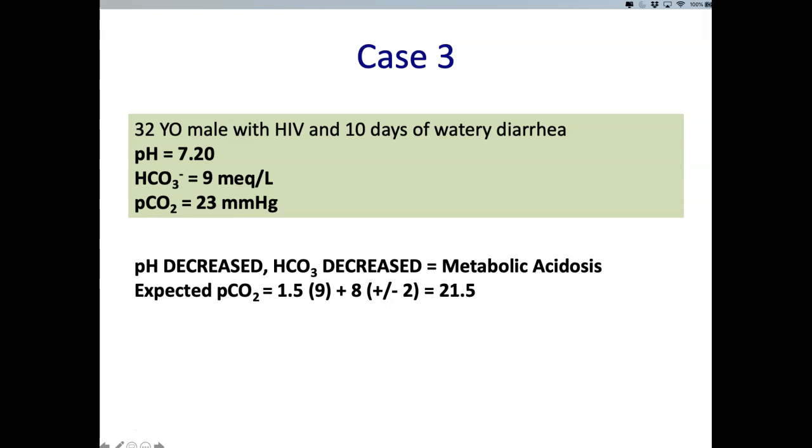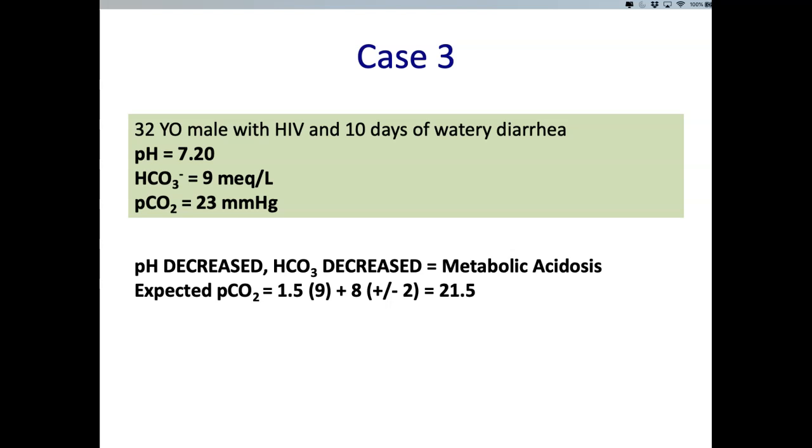Now, for a metabolic acidosis, we have to ask: that PCO2 is low, but is that appropriate? Is that where we would expect it to be? So we do Winter's equation, 1.5 times the bicarb plus 8, with the plus or minus 2 fudge factor. If you do the math, I get about 21.5. It's close enough. So that means the patient has a metabolic acidosis because of the bicarbonate loss from all the heavy diarrhea. He's hyperventilating.